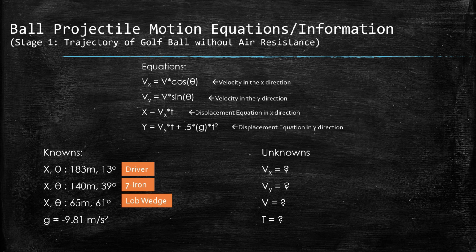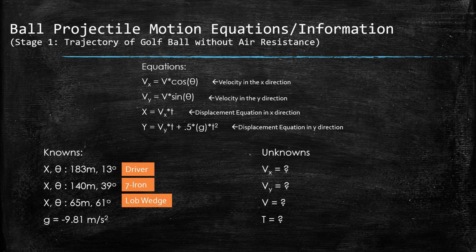So we got our four equations for the velocity in the x direction, the velocity in the y direction, the displacement equation for the x direction, and the displacement equation for the y direction. We got our 7 knowns. We got both the displacement and angle for all three clubs, and gravity. And what we want to know are the velocities in the x and y direction, the overall velocity, and the time it takes for the ball to land.